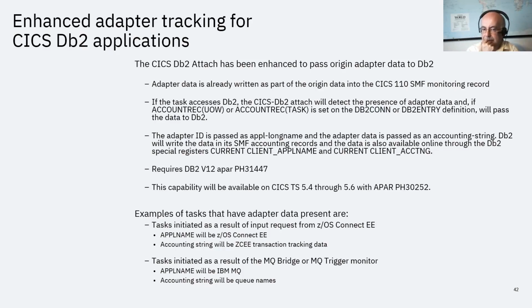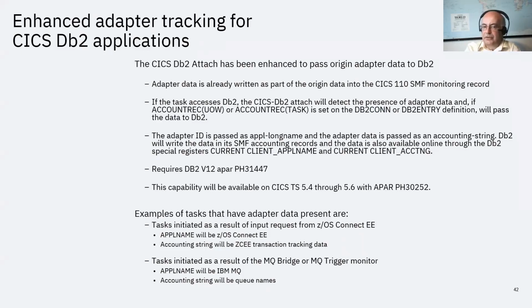And the missing piece of the jigsaw was the fact that the z/OS Connect tokens that CICS will eventually write in its 110 record, but only at end of task, they wanted that passed into DB2 at runtime so that they could query it through DB2 special registers.